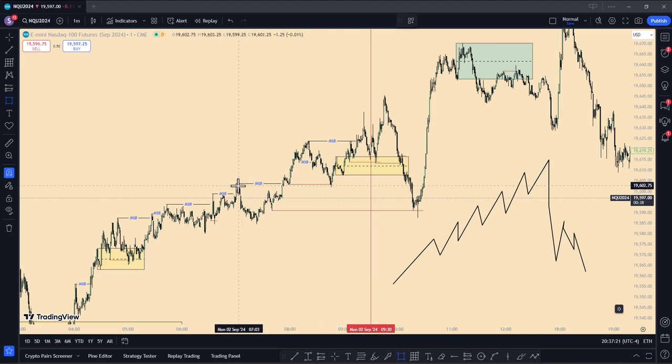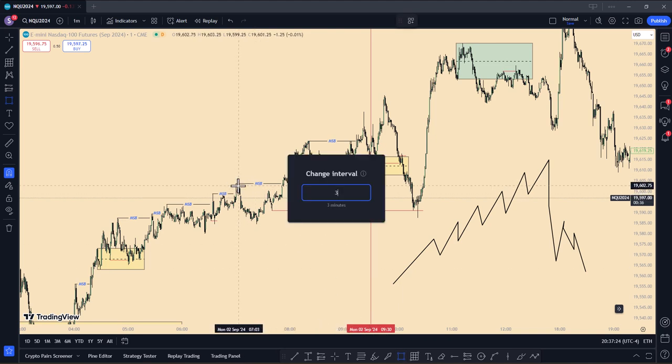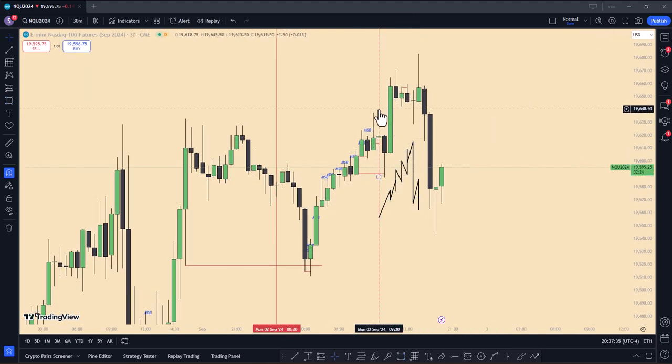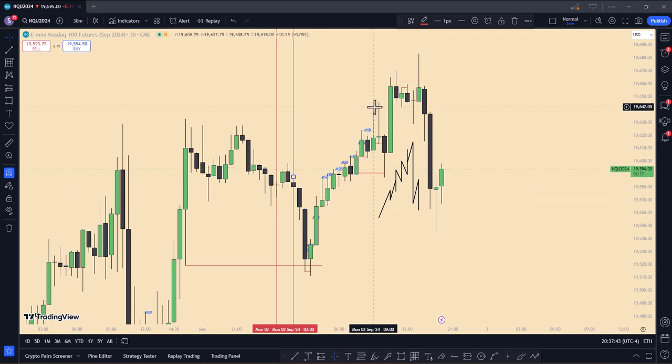So let me show you the higher time frame. Let's go maybe to the 30 minutes. Okay, so this one right here, let's remove this. Expansion, and then a pullback. Expansion, pullback, expansion, failed. And this right here, as I said, it can be just an expansion for the 1 hour, right?